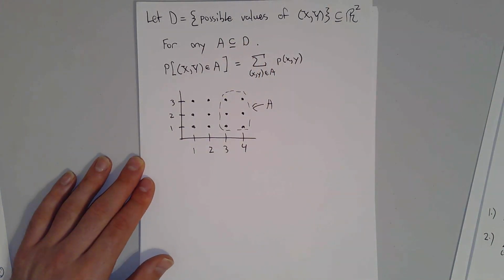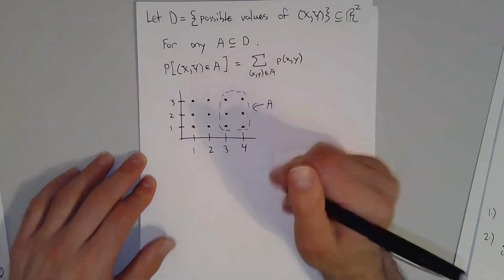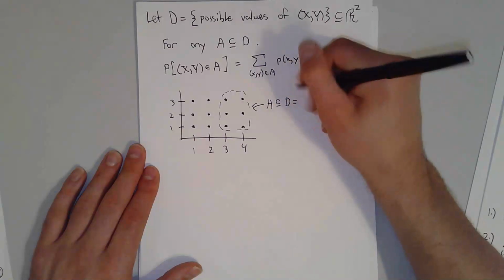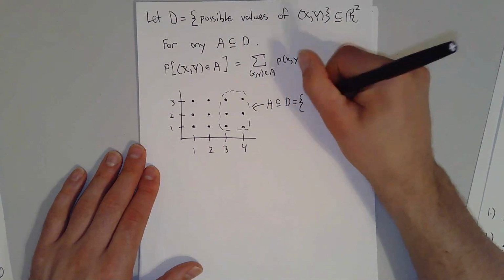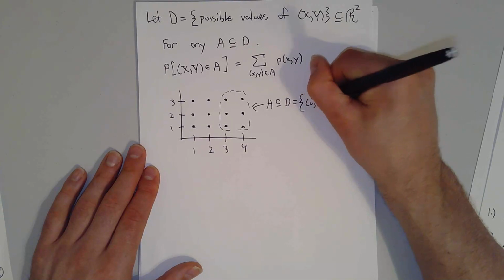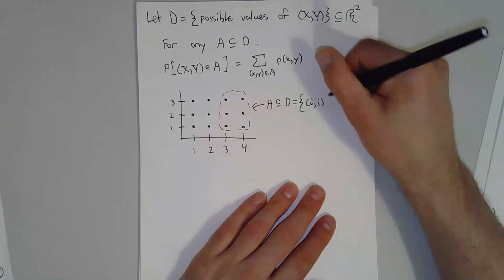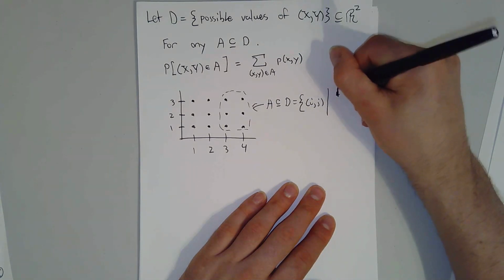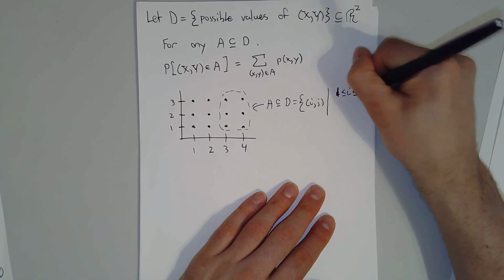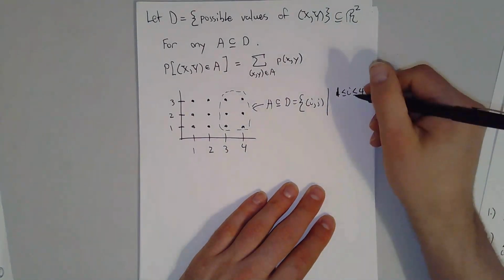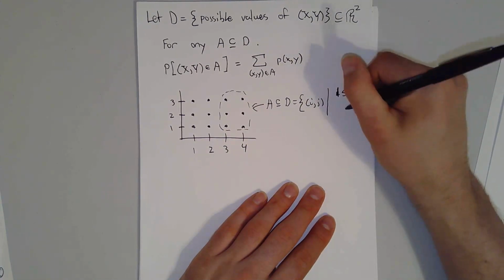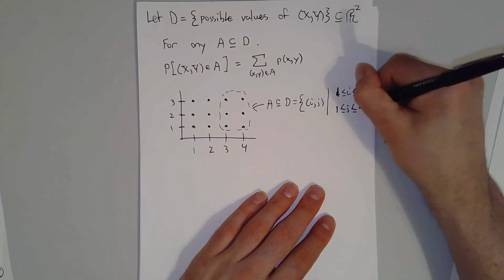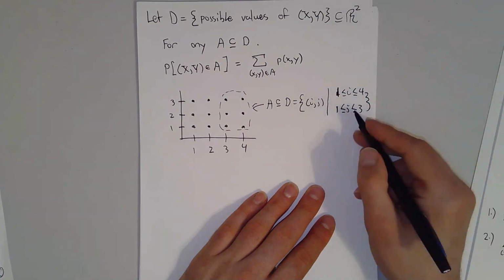And let's, what I've put as the dotted line around these 6 points, be our set A, which is contained in D. And what is D in this case? D is the set of points (i, j) such that i is greater than or equal to 1, less than or equal to 4. And j sits in between 1 and 3.